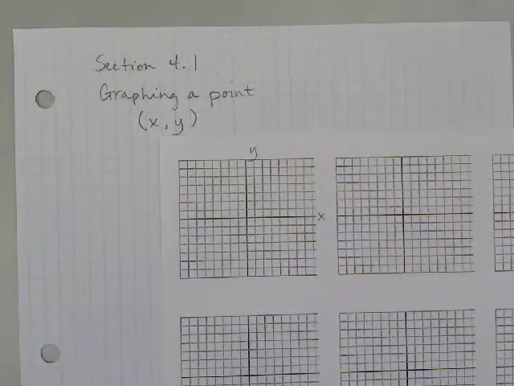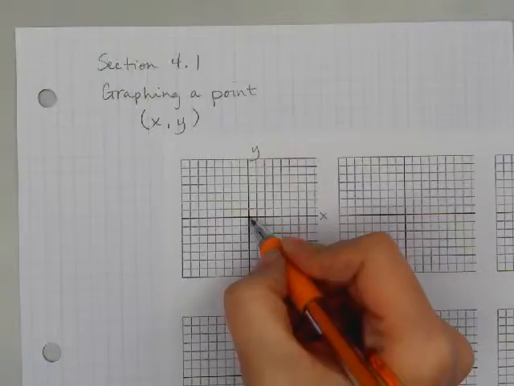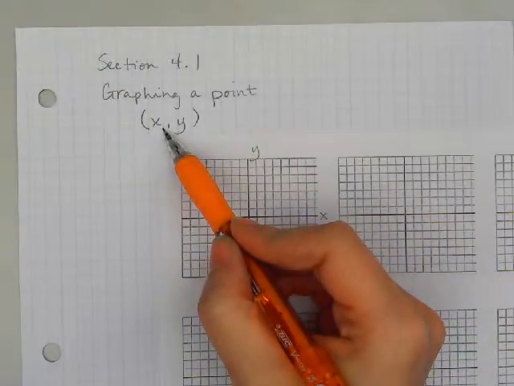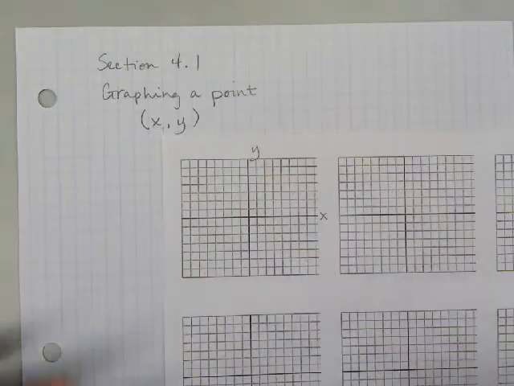You're always going to start from what's called the origin, or your center of 0, 0. The x value tells you what direction to go. Left or right, or up or down? Left or right. So your x is going to tell you left or right. What about your y value? Up or down.